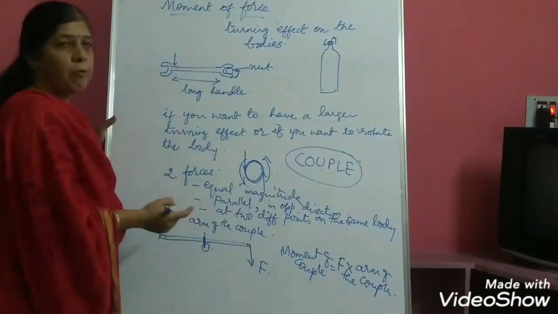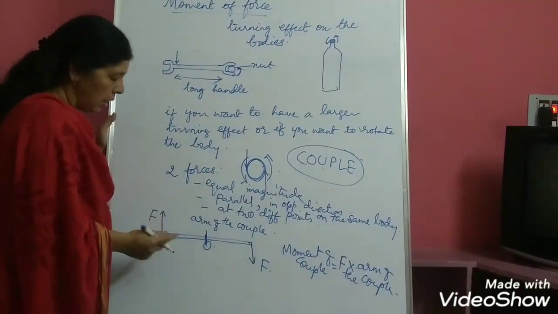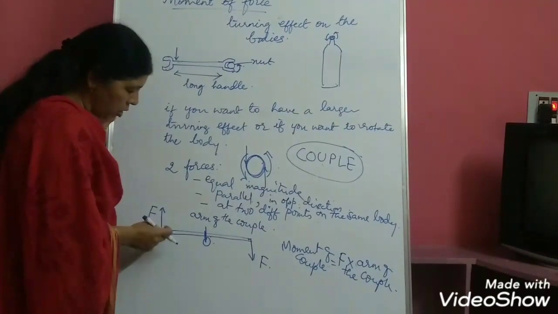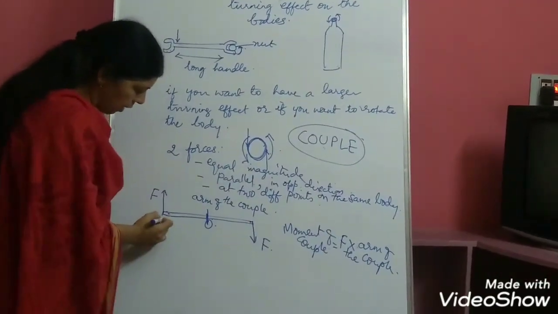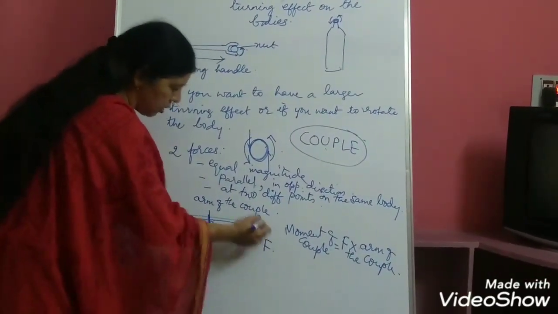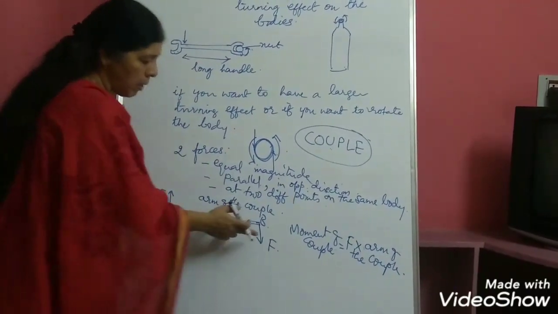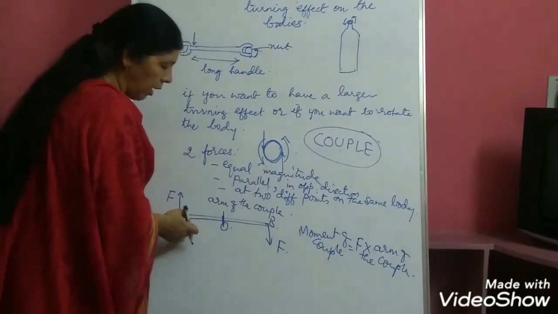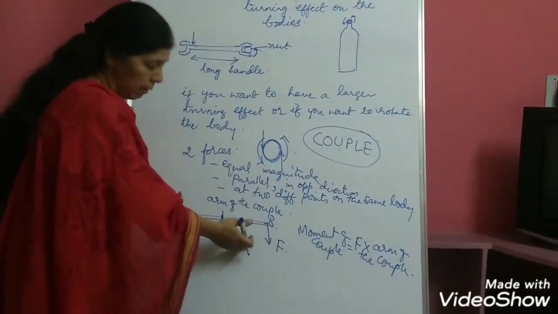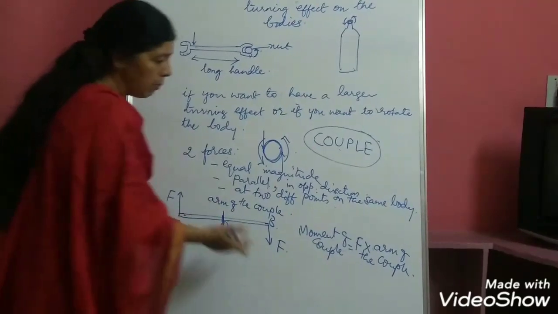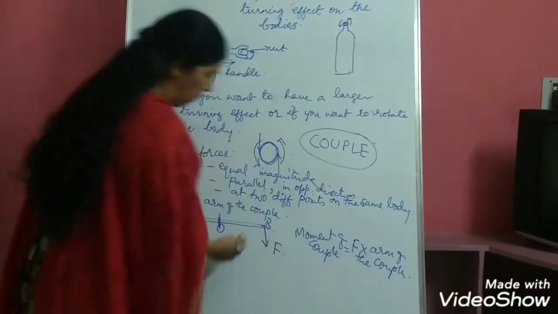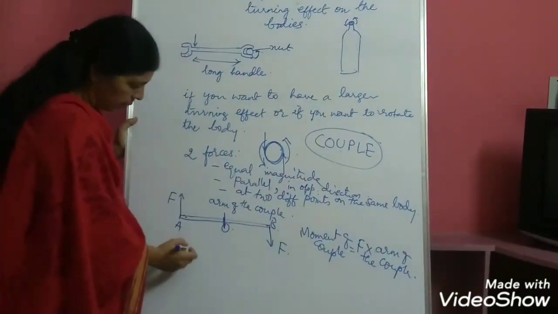So, this is one more formula you have to remember. Here we are calculating the moment of force at both the points. Suppose A and B are the two ends of this rigid bar, then we have to calculate the moment of force at A and moment of force at B. And if you add the moment of force at A and B, then it will be equal to force into arm of the couple. That can be verified, see here.